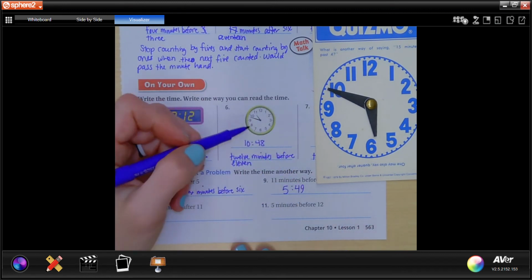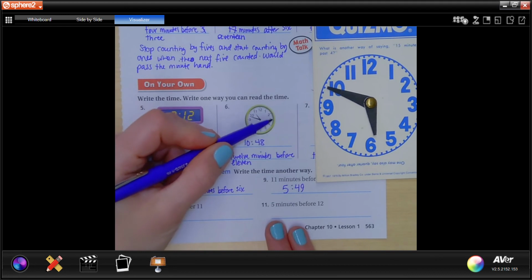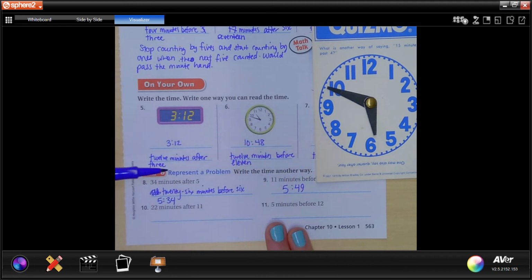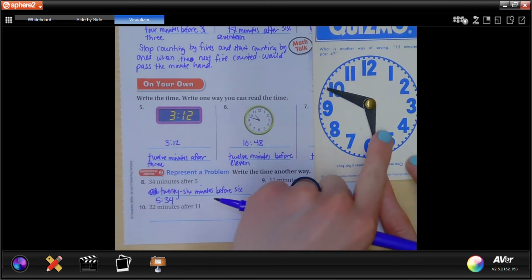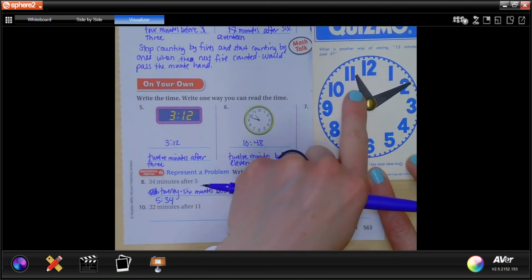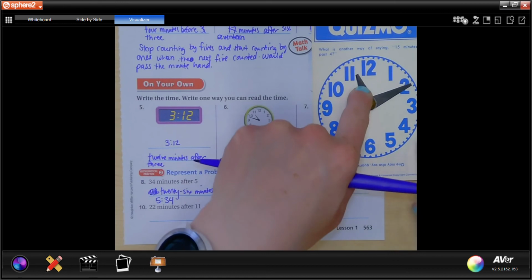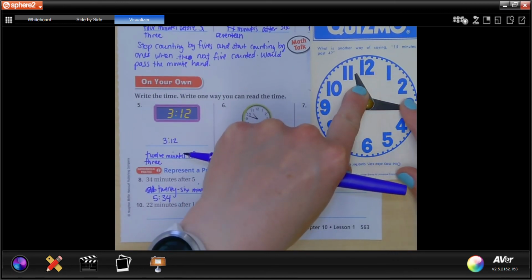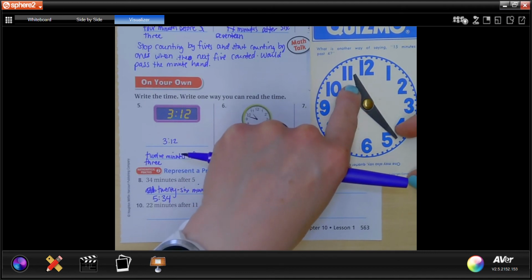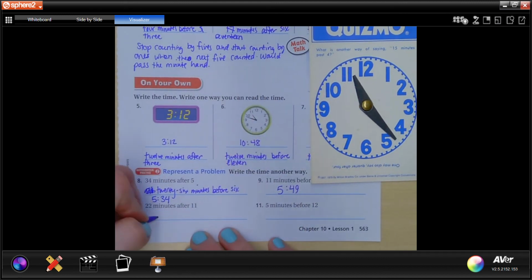You can also use one of these clocks if you want to count by fives that way, if you don't have a clock like this. 22 minutes after 11. So it's after 11, 22 minutes, 5, 10, 15, 20, 21, 22. So it is 11:22.